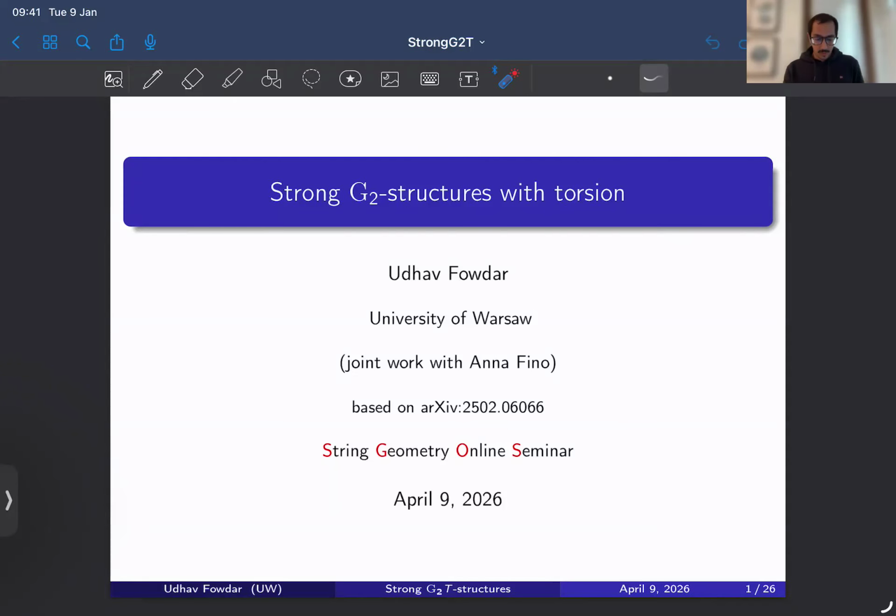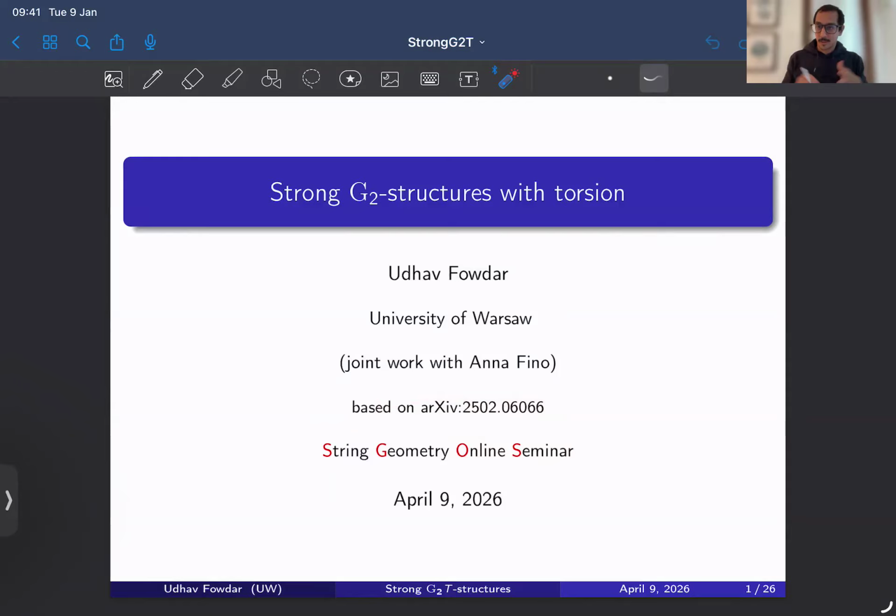Okay, so today I will talk about strong G2 structures with torsion. Most of the things that I will say in this talk are based on joint work with Anna Fino at Turin. Most of the results you can find in this paper, which is on arXiv and is now published as well. The results are the same; the published version maybe has a bit more details, but that's the only difference.